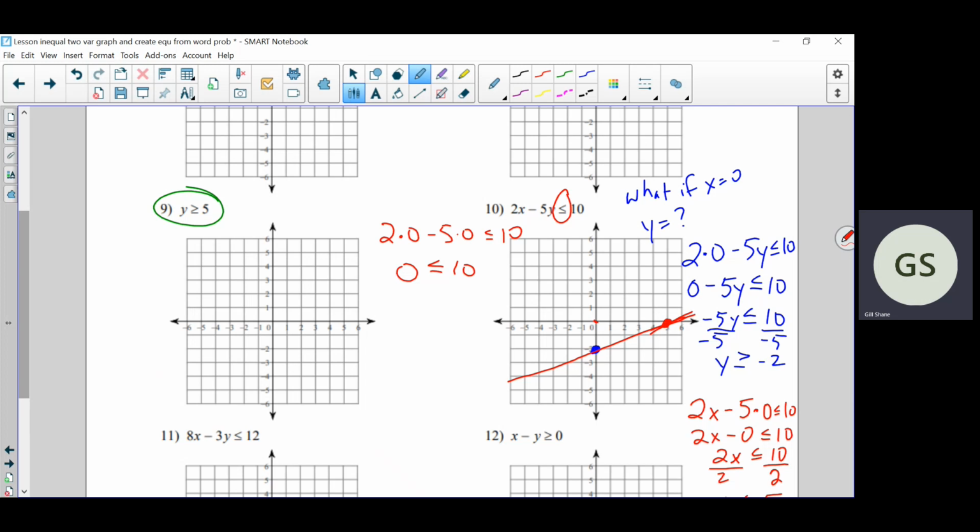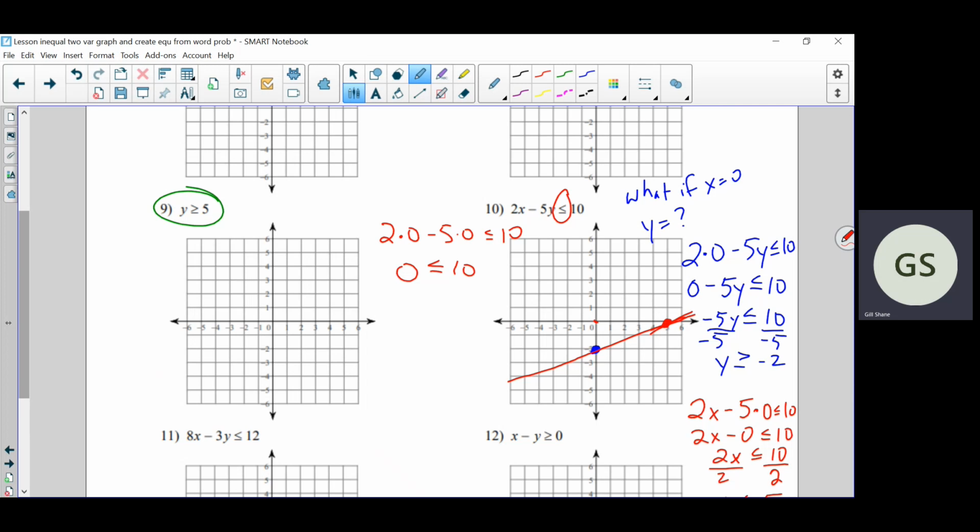Now what do we do then? So now you shade the top. If 0, 0 is a solution right there, then that's the side we shade, wherever the side is that has the solutions. Because remember, every point in the shaded region is a solution. That means we have to shade this side because we know that point is a solution.